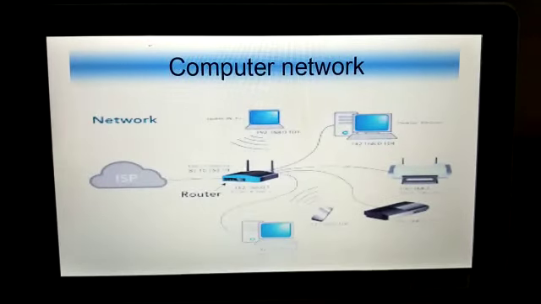Here is the diagram of the computer network. In this diagram, the cloud shows the ISP, meaning internet service provider, and plays a key role as a server. The second is the router, and the router also plays the role of a server for other computers that are connected with it. The router provides the signals and a strong network connection for sharing data and hardware devices.